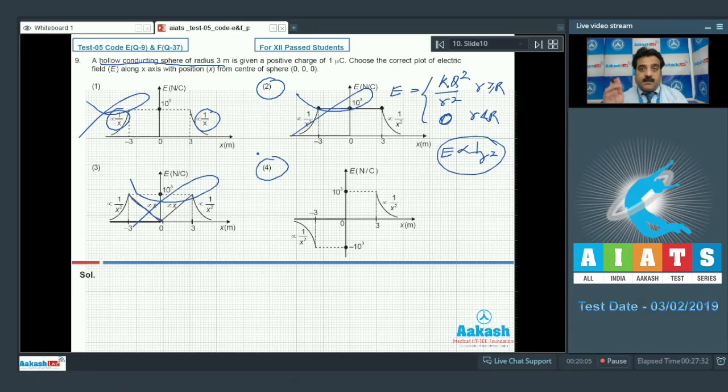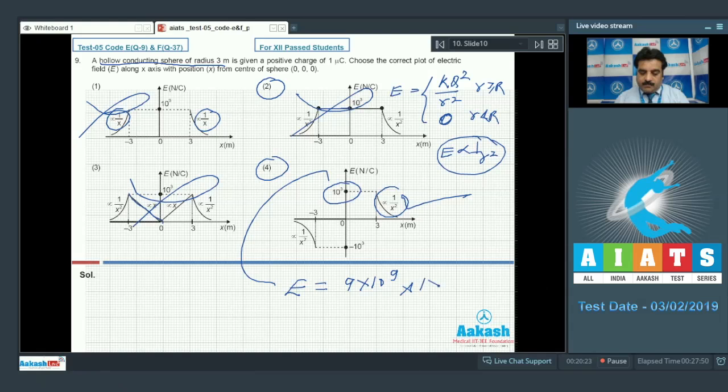But now I know that 4 will be correct. But for your justification, we'll see. E is inversely proportional to x square, yes. And how will you get 10 to the power 3? You know very well, if I use the formula of E, then the value of k is 9 into 10 to the power 9, charge is 1 microcoulomb, divided by 3 square. When you solve, you will get 10 to the power 3 newton per coulomb. And the charge is placed at the center. This graph will justify all conditions. So I can say option number 4 will be the right choice.